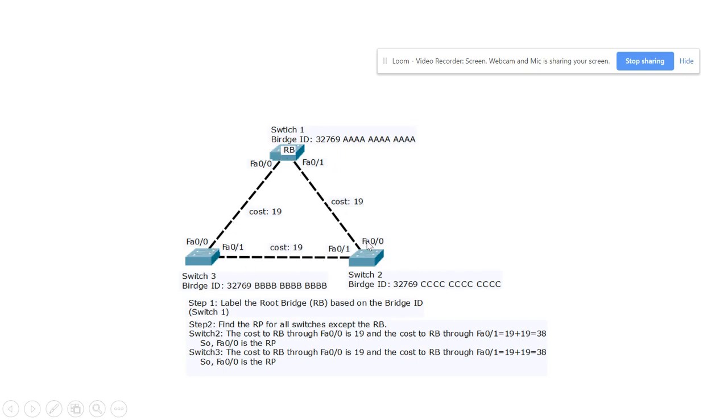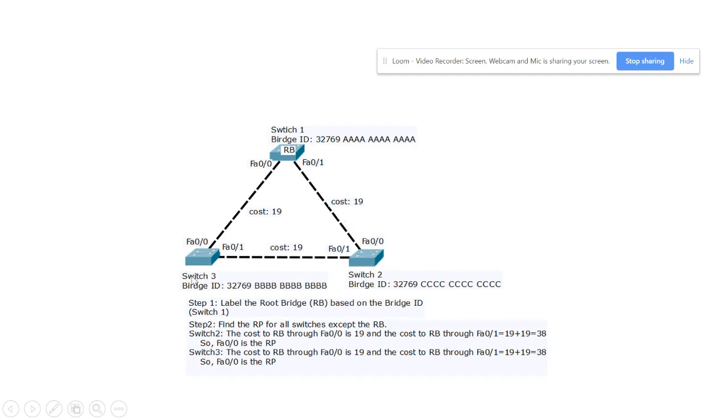Now if you compare these two costs, one is going through FA00 and the other is going through FA01. The path going through FA00 has the lower cost. So this port FA00 of switch 2 becomes the root port.